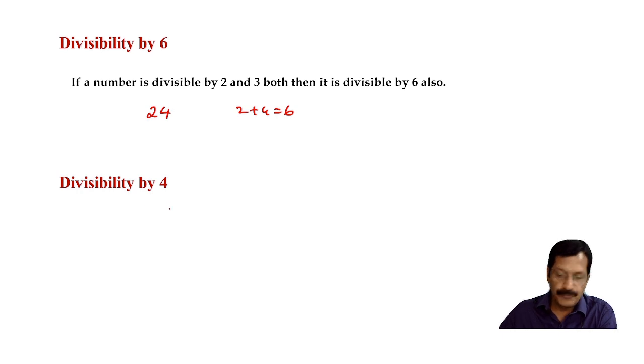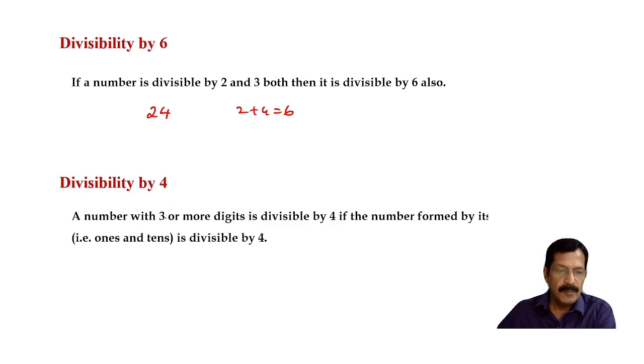Now, divisibility by 4. A number with 3 or more digits is divisible by 4 if the number formed by its last 2 digits, that is ones and tens, unit place and tens place, is divisible by 4. So, we have to check whether the last 2 digits are divisible by 4 or not.